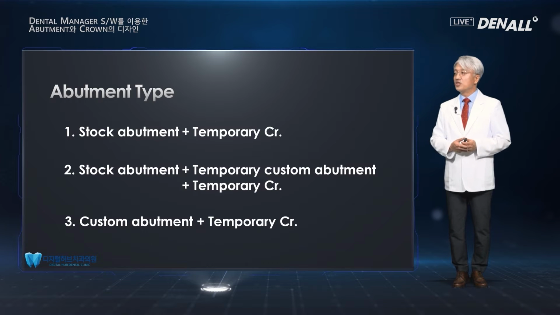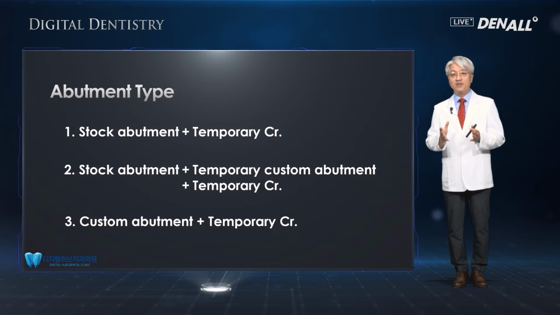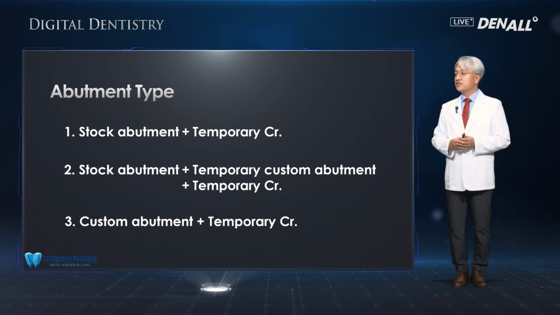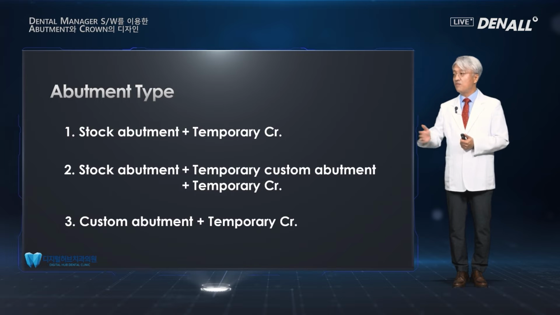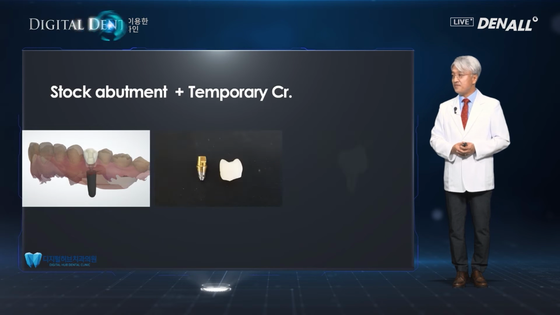First, a stock abutment, which is a ready-made abutment, and a temporary crown are made beforehand. The second, a stock abutment and link-like connection is used, and a custom temporary abutment is made again, and a temporary crown is used. Third, a custom abutment and temporary crown are fabricated. Let's look at examples of each of them.